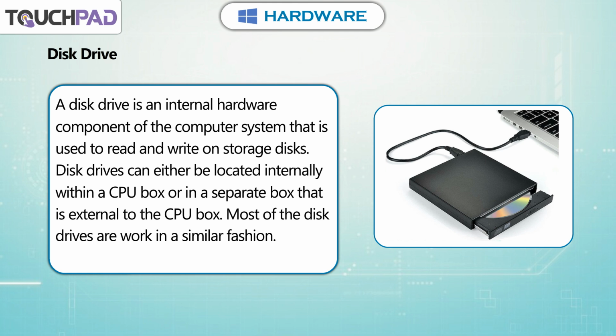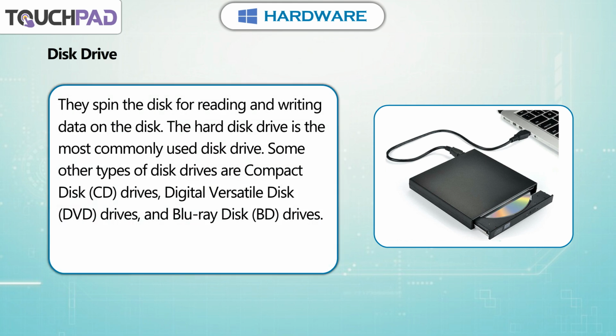Most disk drives work in a similar fashion. They spin the disk for reading and writing data on the disk. The hard disk drive is the most commonly used disk drive. Some other types of disk drives are compact disk, CD, drives, digital versatile disk, DVD, drives, and Blu-ray disc, BD, drives.